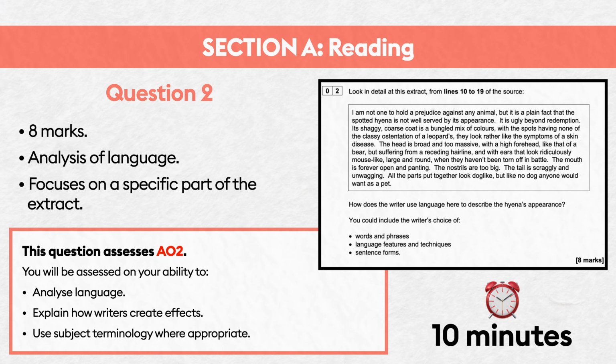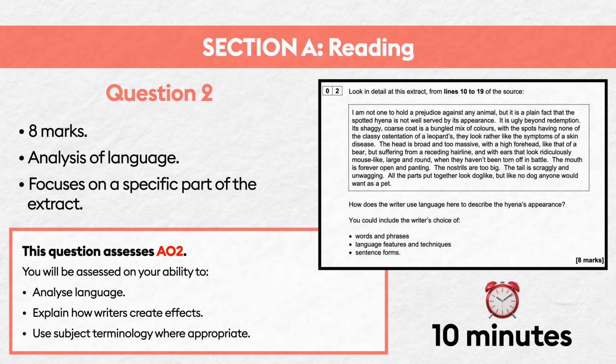Question 2 is worth 8 marks. This question asks you to analyse language. It focuses on a specific part of the extract, so make sure your answer stays focused on the section of the text that you're told to look at. This question assesses AO2, which means you're being assessed on your ability to analyse language, explain how writers create effects, and use subject terminology where appropriate.